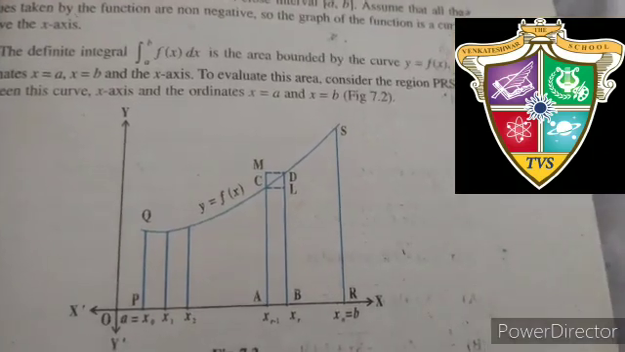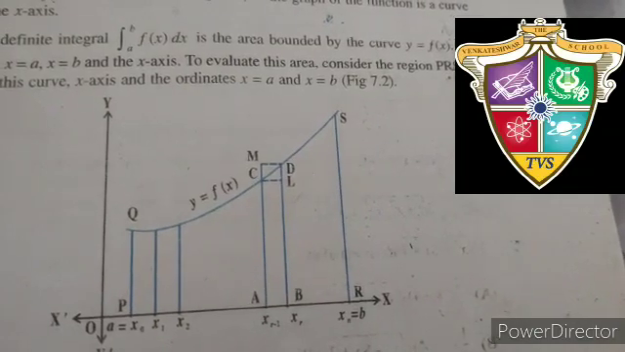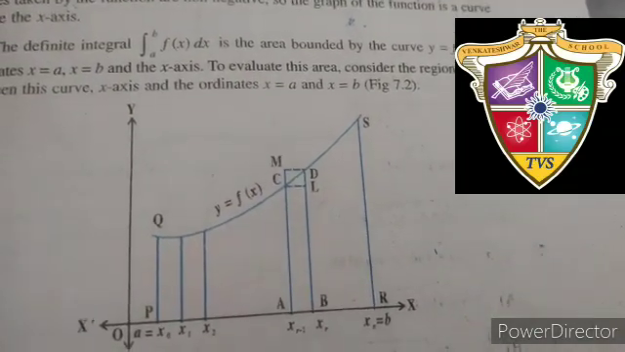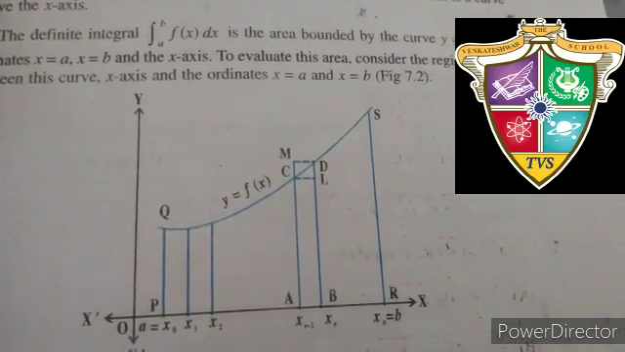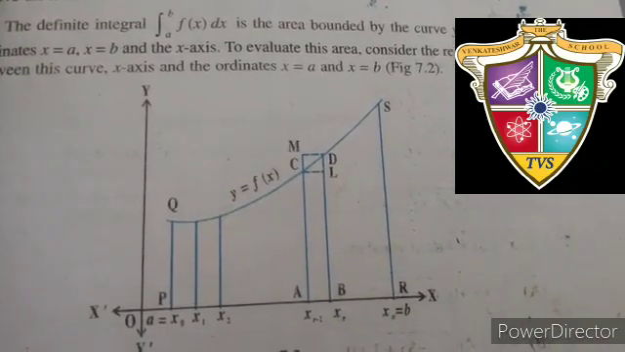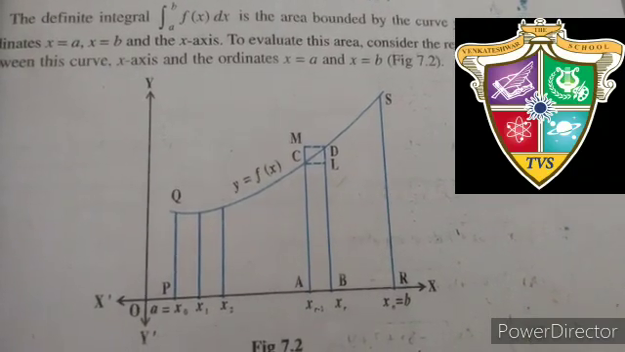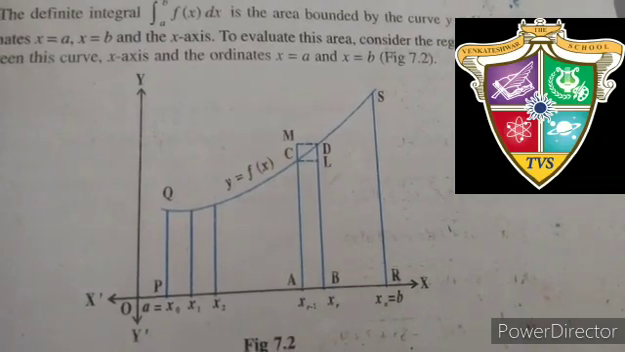Now look at the diagram. The definite integral from a to b of f(x) dx is the area bounded by the curve y equals f(x), the ordinates x equals a, x equals b, and the x-axis. To evaluate this area, consider the region shown in the diagram, that is P, Q, R, S.